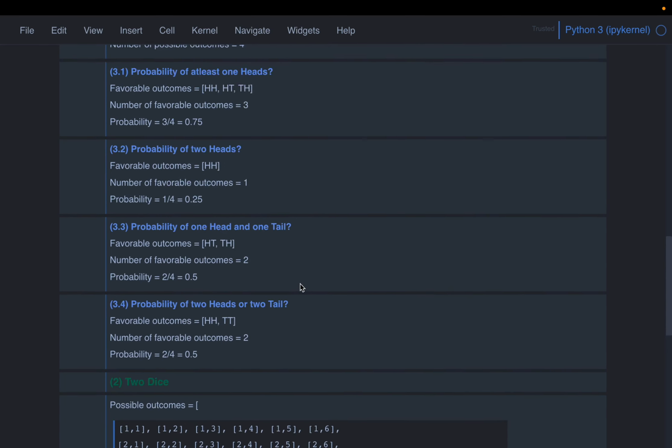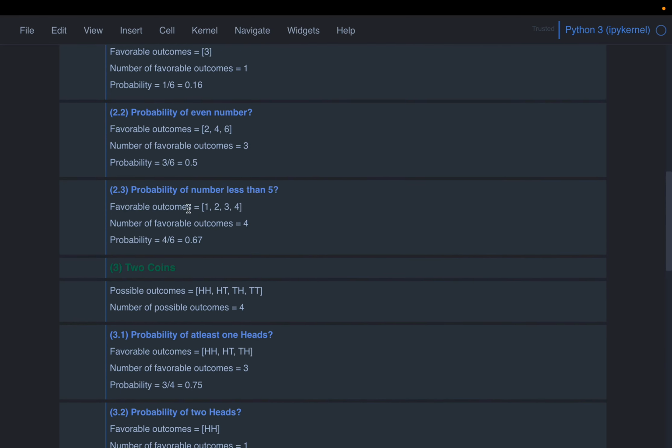All right. So here we are. The favorable outcomes are 1, 2, 3, 4 because we are asking for the probability of the number to be less than 5. So the number of favorable outcomes is 4. So the probability is 4 over 6, or 2 in every 3.